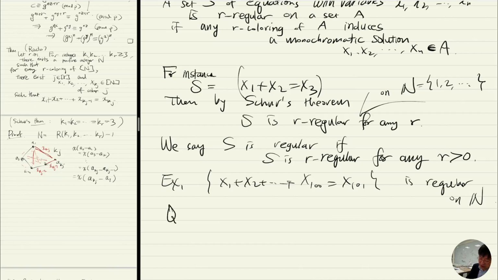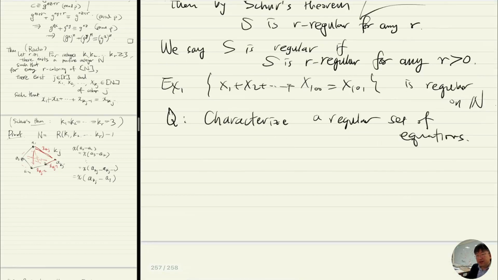So the question is how to characterize a regular set of equations. And this is what Rado did in his PhD thesis. The advisor of Rado was Schur. So in this section, we're gonna first deal with the simplest case. So here's the theorem due to Rado.